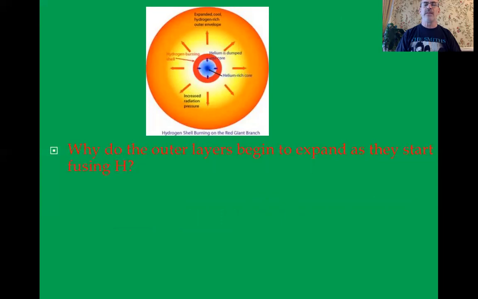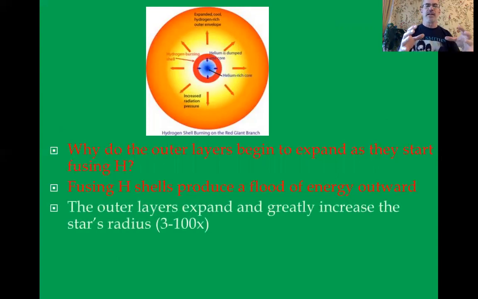Now, why do the outer layers begin to expand as they start fusing hydrogen? So pause and think about that for a second. What's going to happen is as that shell fuses hydrogen, we know that the fusion produces a lot of outward pressure. Now, it can't go inward because it's already solid in there. But the outside is just gas. So you're going to have this flood of energy pushing outward, and it will actually kind of blow up the outer layers of the star. And so the star can increase in diameter 3 to 100, I've even read, several hundred times larger than the star originally was. Okay.